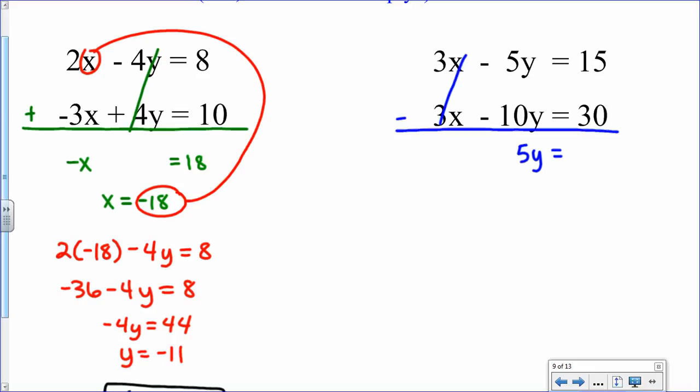And then 5 minus 30 is negative 15. So y would be negative 3. Okay, back substitute that. So go ahead and work this one out the rest of the way, and check your answer.